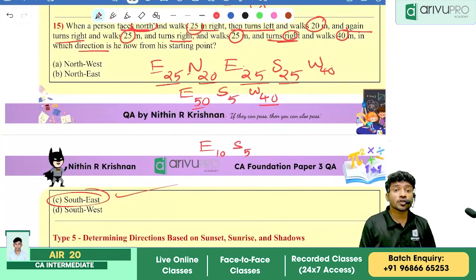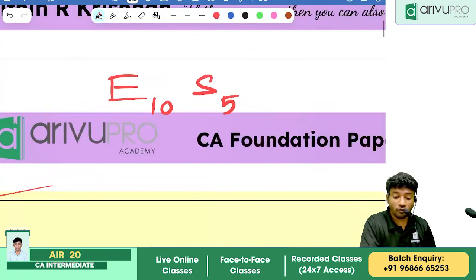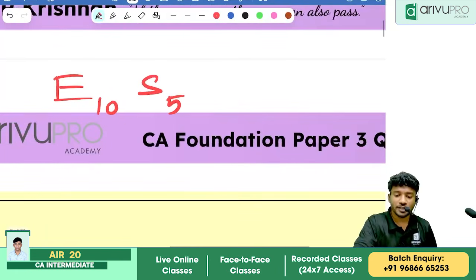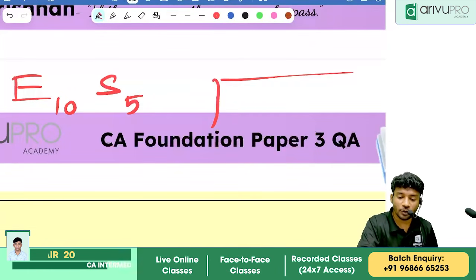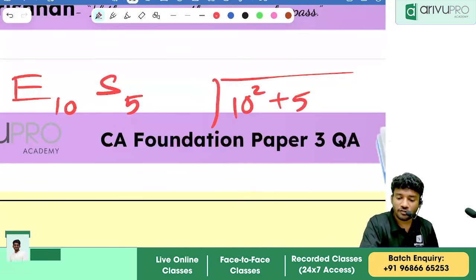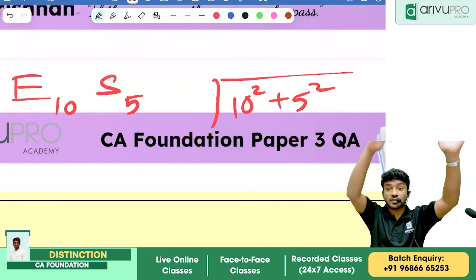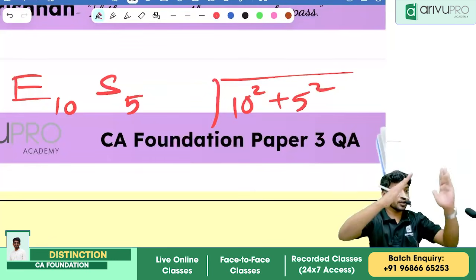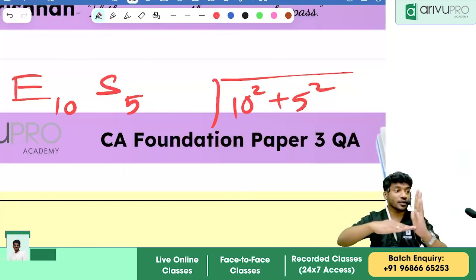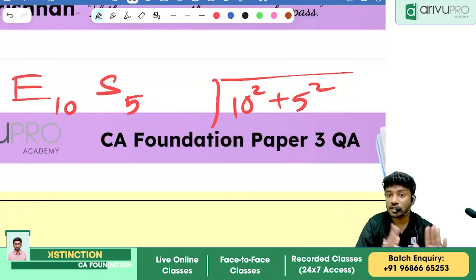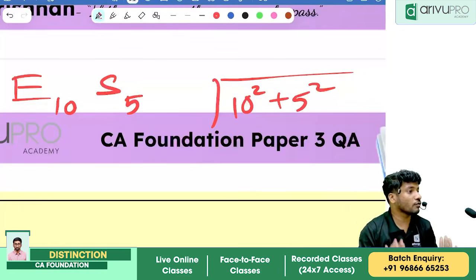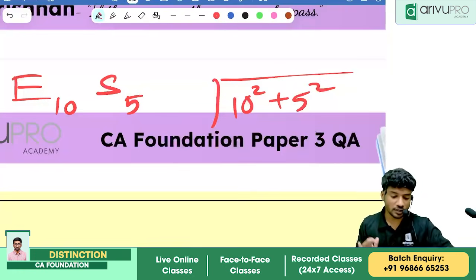Now one question. You will ask, sir, what is the shortest distance now? 5, 10 plus 5, 15? No. You will take the Pythagoras there. Root of 10 square plus 5 square. That is the value of shortest distance. You would have studied in drawing and all. Then you will draw the line and you will apply the Pythagoras theorem, right? We don't want that. We will use this method. Root of 10 square plus 5 square.